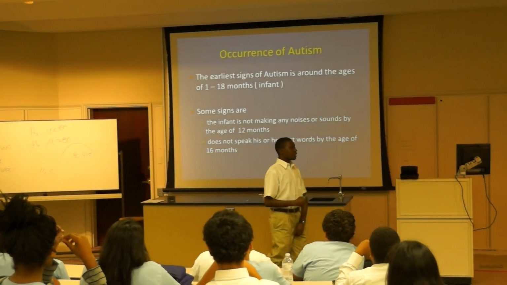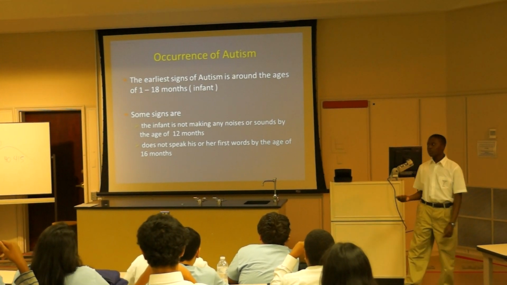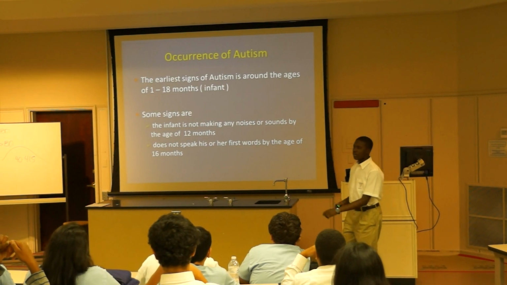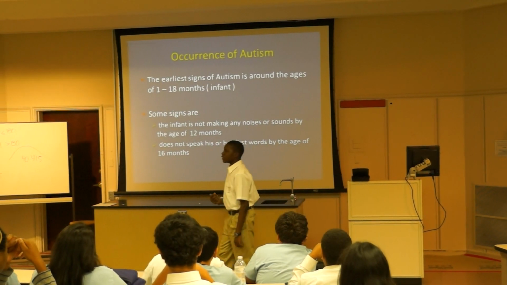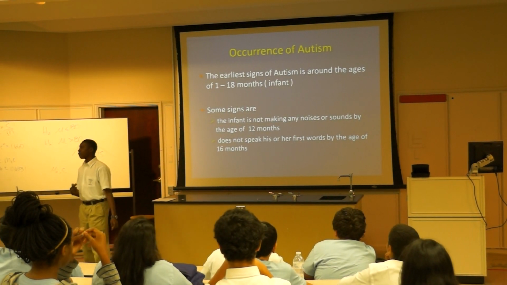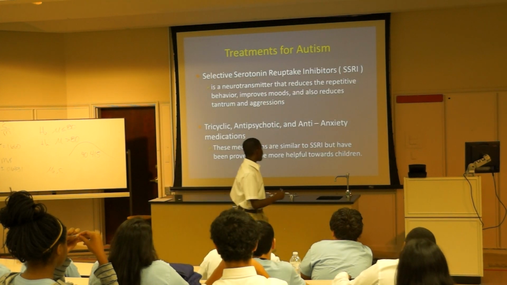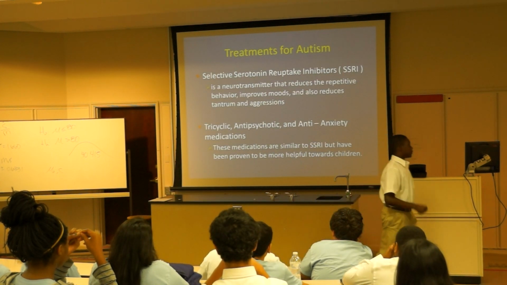The occurrence of autism. The earliest sign of autism appears from 1 month to 18 months, which is a newborn infant. Some signs are they can't make a noise or a sound by the age of 12 months. And they cannot speak their first or second words by the age of 16 months. Next slide. Treatments for autism.